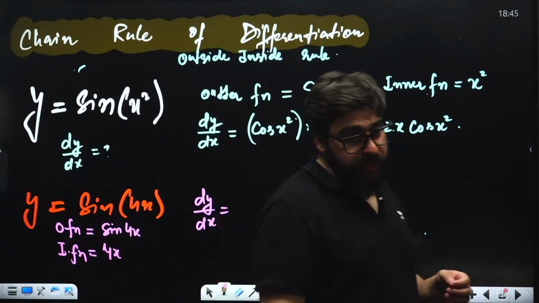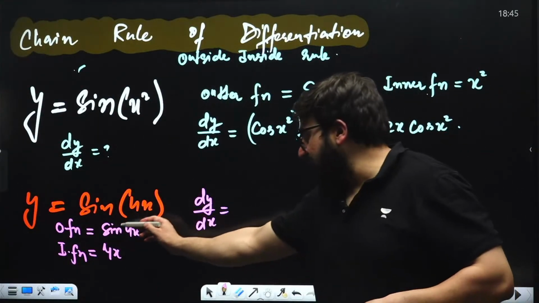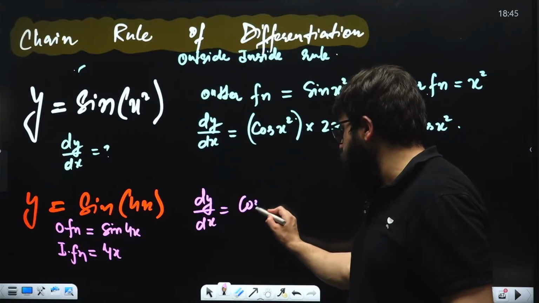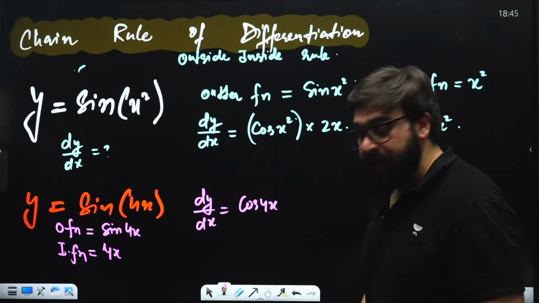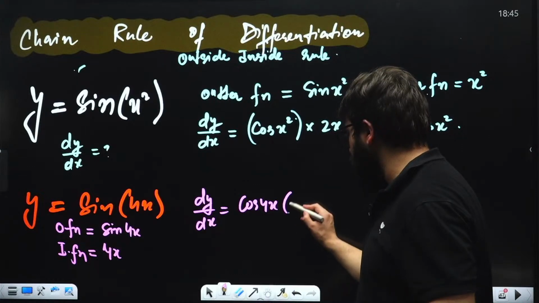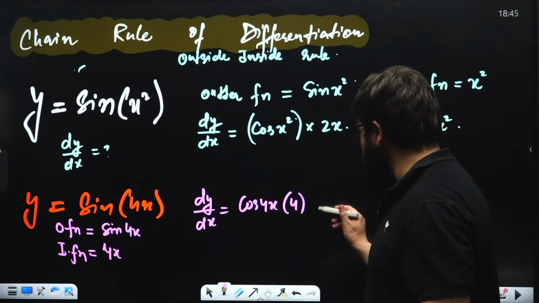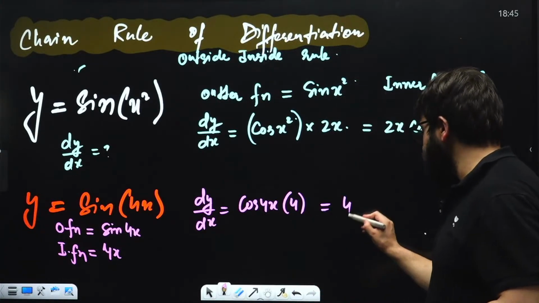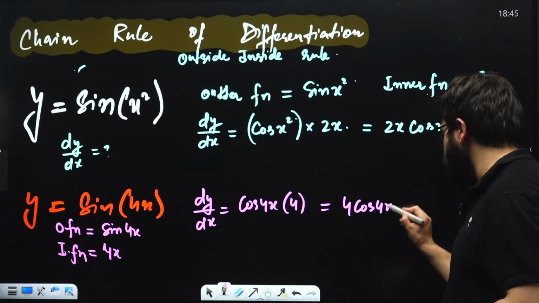Now, differentiation of outer function. That is sine of 4x. We can write cos of 4x. And differentiation of inner function, for 4x, it is 4. So I can write it simply. That is 4 cos of 4x.